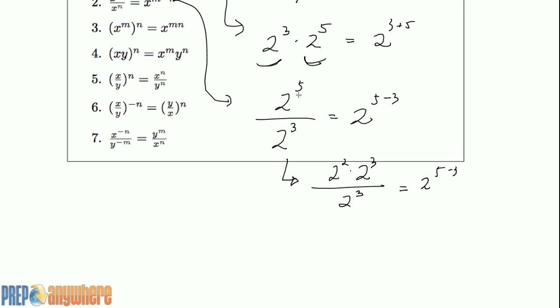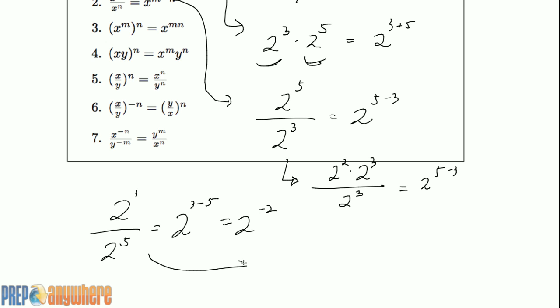What about if the numerator is smaller, like this? If you follow the same law, you get 3 minus 5, which is 2 to the power of negative 2. What does that mean? It's a fraction. What is it exactly? 1 over 2 to the power of 2. You guys remember this? Okay.